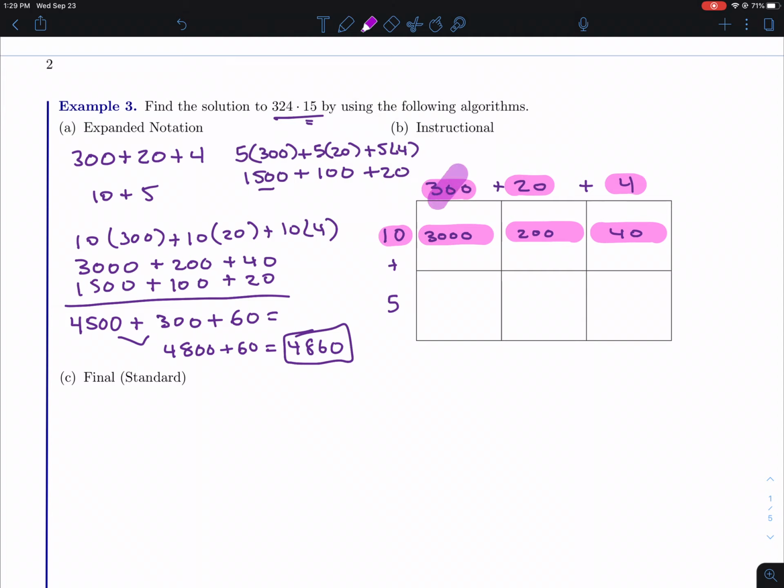I'm going to take the 300 times the 5, and that's going to give me that spot. 20 times the 5 is going to give me that spot. And then 4 times the 5 is going to give me that spot. So 300 times 5 is 1500. 5 times 20 is 100. 5 times 4 is 20. And again, just like we did before, I'm going to add these guys up and down. So 3000 plus 1500 is 4500.